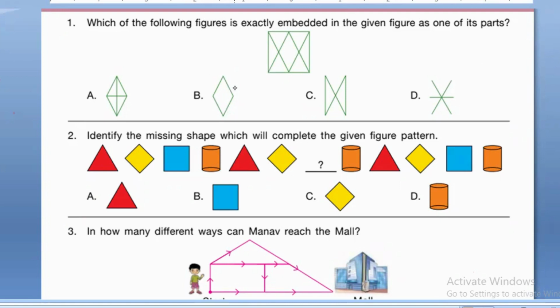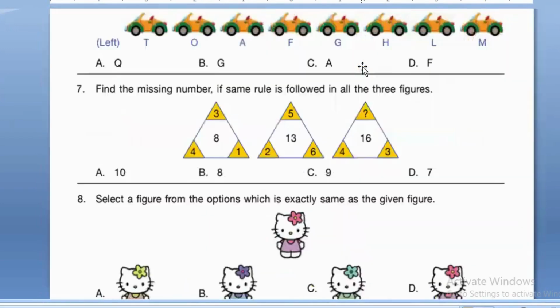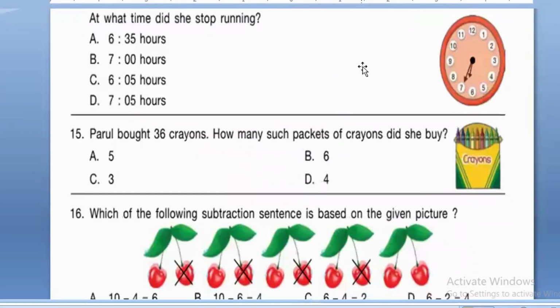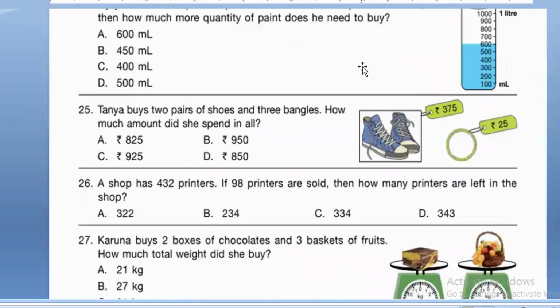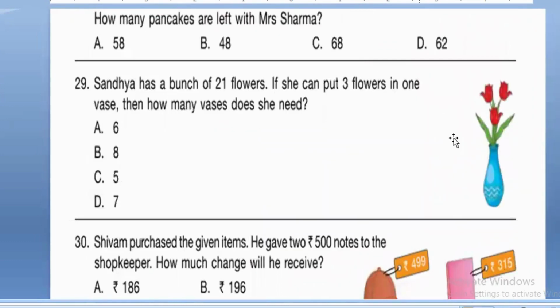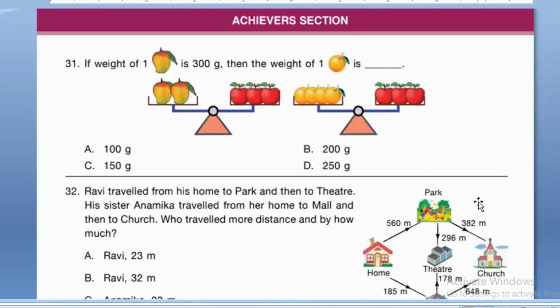As you can see, this sample paper is divided into 4 sections. The first one is logical reasoning, and the second is mathematical reasoning. Then the third section is everyday mathematics, and the fourth section is the achiever section. The achiever section is a little bit difficult in comparison to the rest of the sections, so you have to be very careful while doing it.